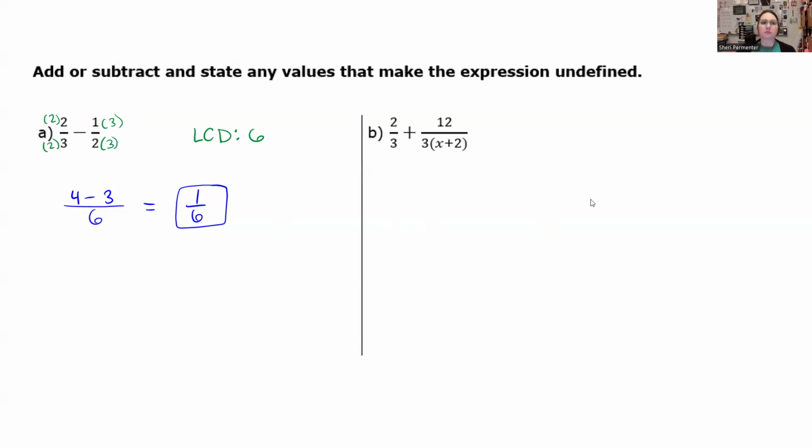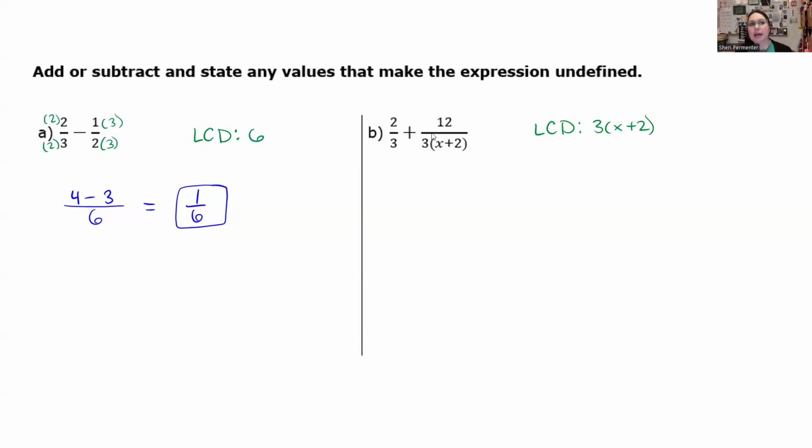Next problem. It might take you watching a couple examples to recognize how I'm finding the lowest common denominator. For this next problem, I have one denominator that is a 3 and one that is a 3 times x plus 2. So the lowest common denominator is going to be 3 times x plus 2.